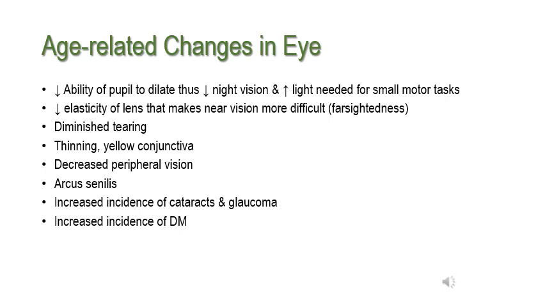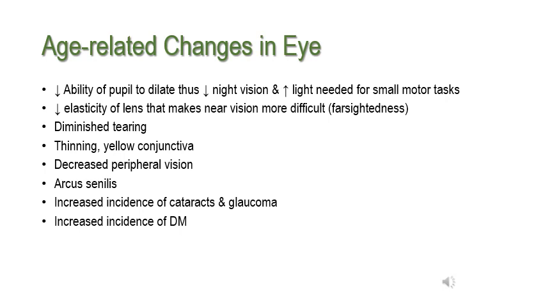Normal age-related changes that we expect: decreased ability of the pupil to dilate. So this is what is contributing to decreased night vision and also increased light needed for small motor tasks. So it's very important if a person is reading, sewing, doing any of those small motor tasks, we need more light, and also just the difficulty that comes for people with night driving and such. Decreased elasticity of the lens that makes near vision more difficult. Again, by age 45, typically most people will need reading glasses to see close up.